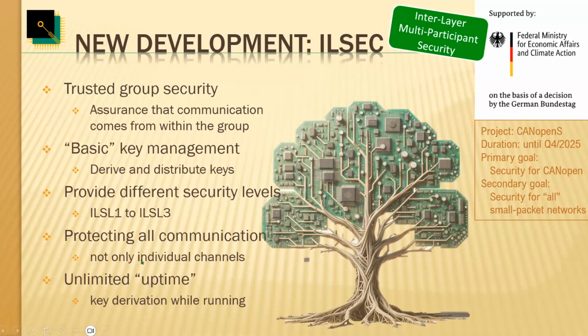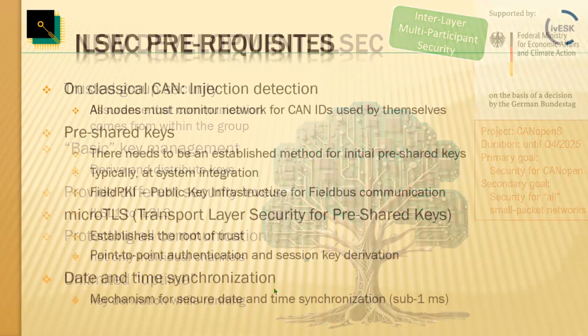And what we really want to achieve is to be able to protect all communication, not just individual channels. Because one thing that comes up with the Cyber Resilience Act is they define that everything digital needs to have some cybersecurity. So I wonder if at some point it's not enough to have single selected secure channels. Maybe we really need this security for everything. And of course, we want to have unlimited uptime, meaning all the housekeeping has to be done while running. So if keys are changed and derived, this needs to be done without any interruption of the system.